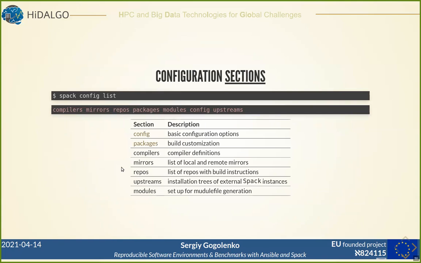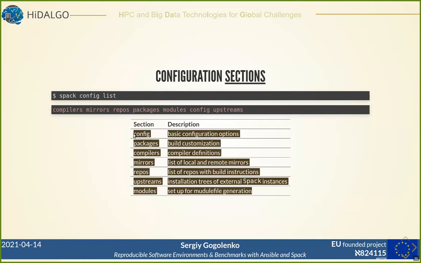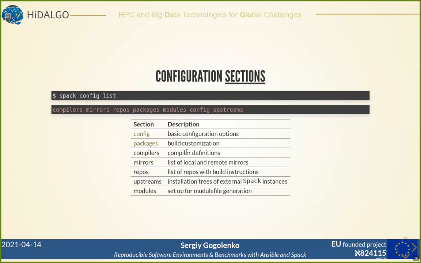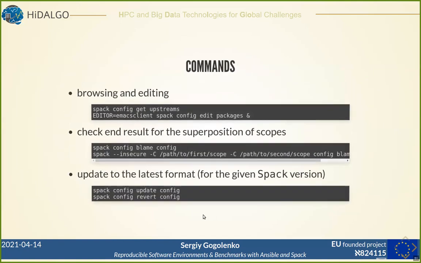So if you take a look at the content of the config scopes, let's say, you will see a list of YAML files, and here is what kind of files you can basically find there. You can find all these files, and I will go quickly through all of them right now.